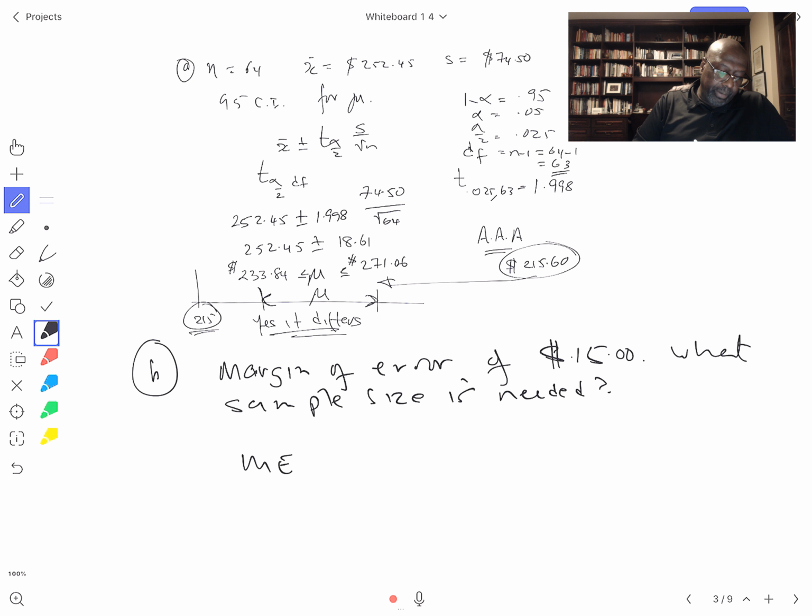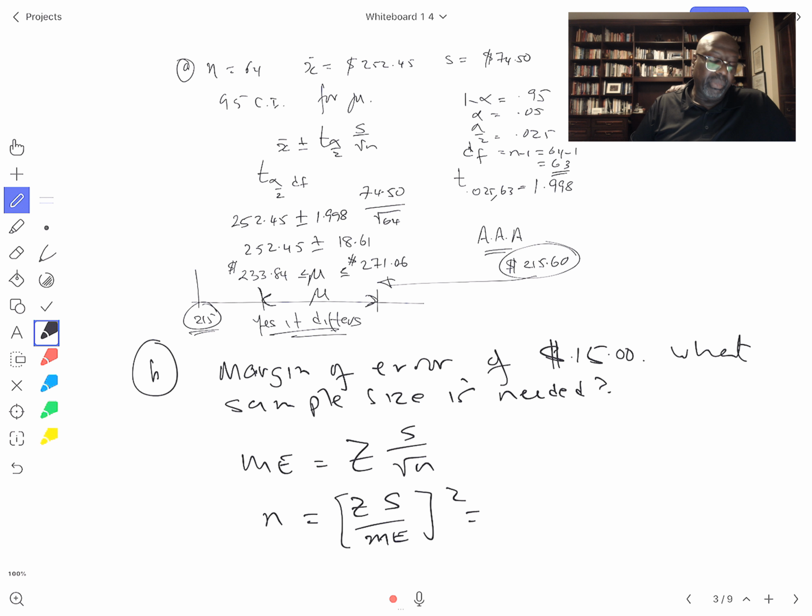So the margin of error, remember that even though we start off with using the t distribution, we cannot use the t in finding the sample size. So therefore, we will say that this is equal to z s over the square root of n, in which case n is z s over ME squared. So our z value now, when we're talking about 95% confidence interval, is 1.96.